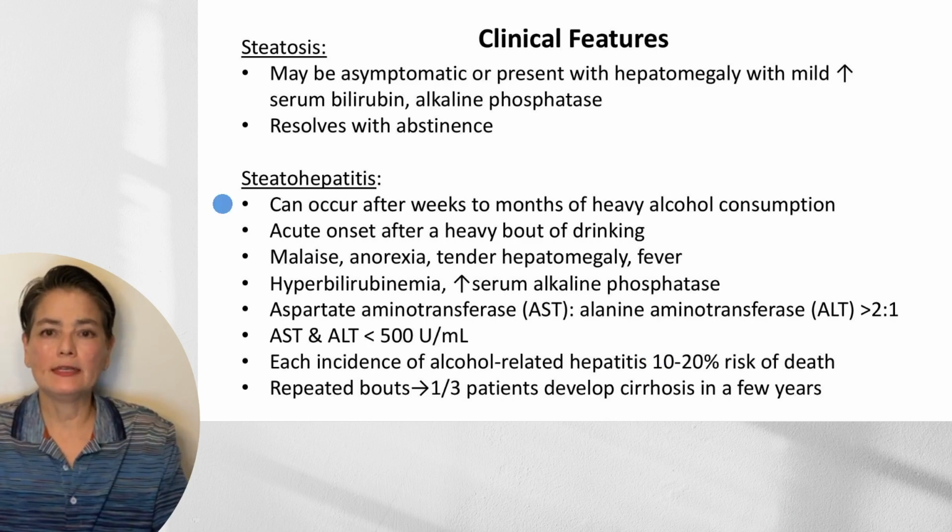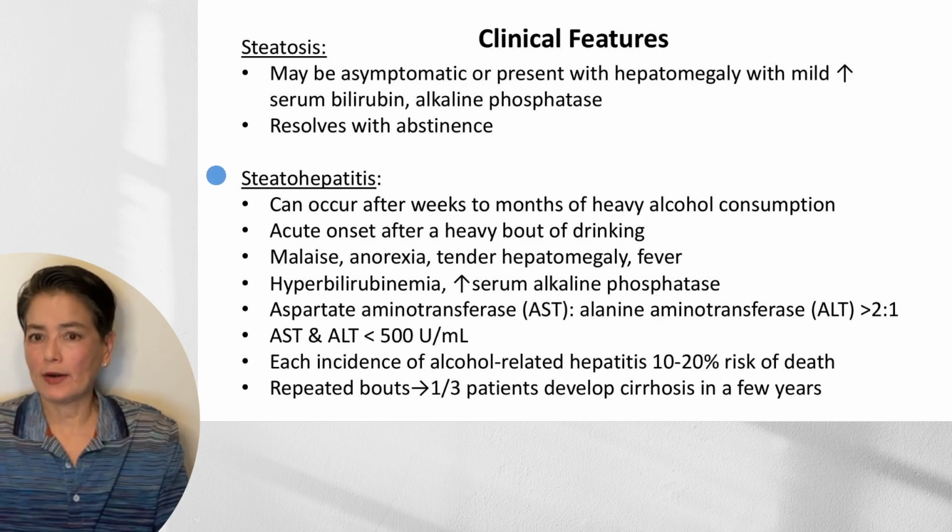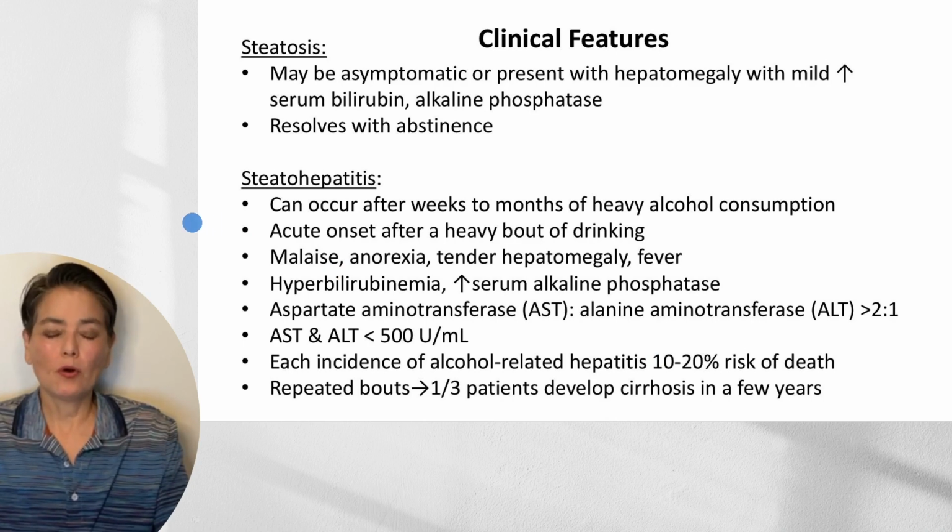Steatohepatitis, however, is a little bit more aggressive. And it can occur after weeks to months of heavy alcohol consumption or after a heavy bout of drinking, and it typically will have an acute onset. The presentation can be simply malaise or anorexia, tender hepatomegaly, or fever. And then when you look at the laboratory values, you'll see hyperbilirubinemia, as well as increases in serum alkaline phosphatase, as well as your aminotransferases.